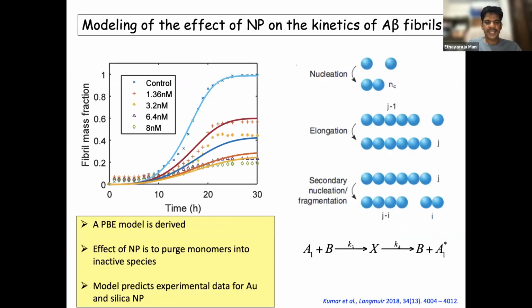Skip this. We also built a population balance model to study the aggregation of A beta in the presence of nanoparticles using nucleation, elongation, and fragmentation pathways. As you can see, the experiment and the population balance model could reasonably explain this aggregation kinetics.